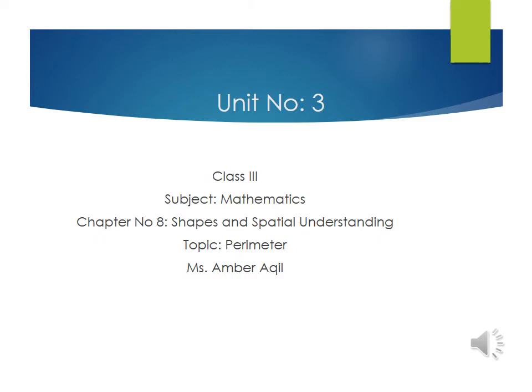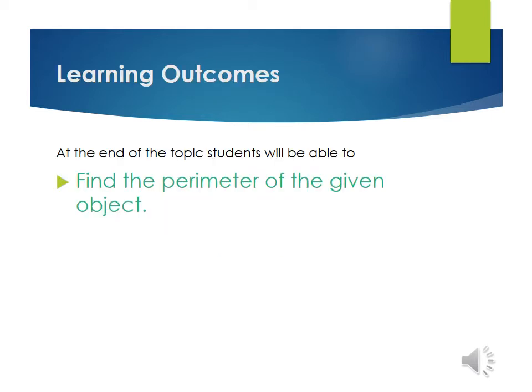Unit number 3, Class 3, Subject Mathematics. Chapter number 8, Shapes and Spatial Understanding. Topic is Perimeter. I'm your teacher, Amber Akhil. Learning outcomes: at the end of the topic, students will be able to find the perimeter of the given object.